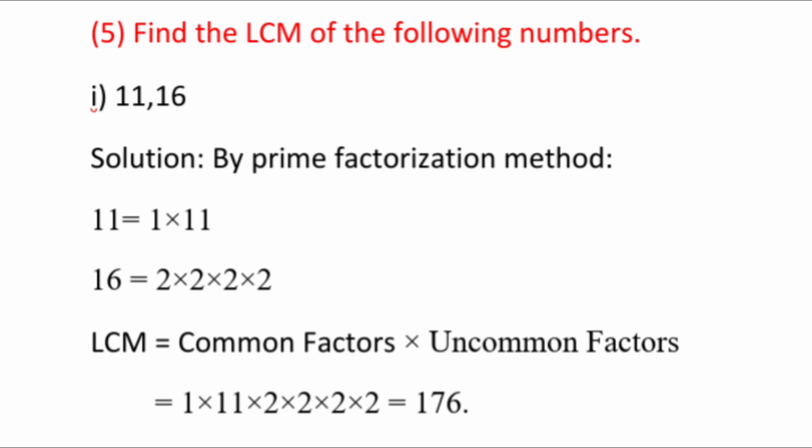Then the next question is find the LCM of the following numbers. They are 11 and 16. So by the prime factorization method, 11 is equal to 1 into 11 and 16 is equal to 2 into 2 into 2 into 2, that is, 2 2s are 4, 4 2s are 8, 8 2s are 16. So LCM is equal to the product of common factors and uncommon factors. So we have to write all these factors, and their multiplication is 176. So LCM is equal to 176.